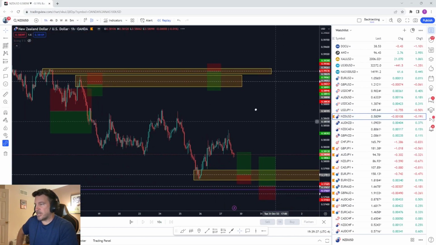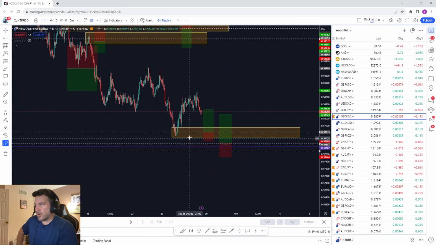All right, NZD USD. I'm looking at this trade here. There are a couple zones below.